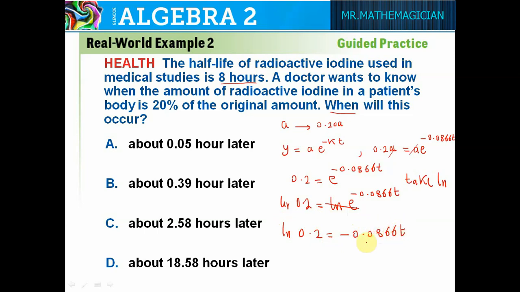Now we divide both sides by this number, so we can get t equals ln 0.2 over negative 0.0866, and this will give you about 18.58 hours. So really D is the accurate choice.